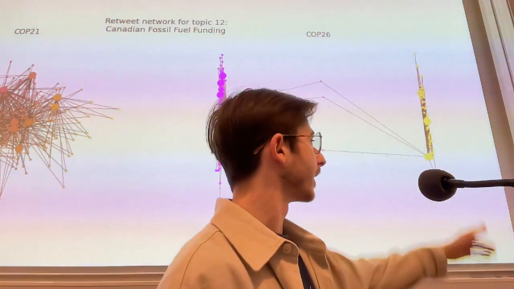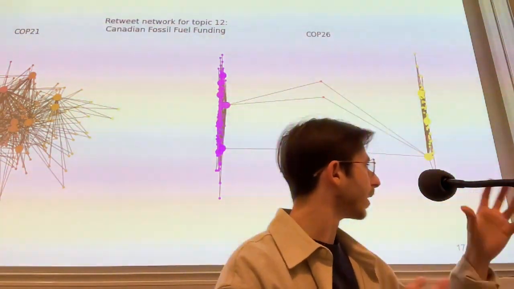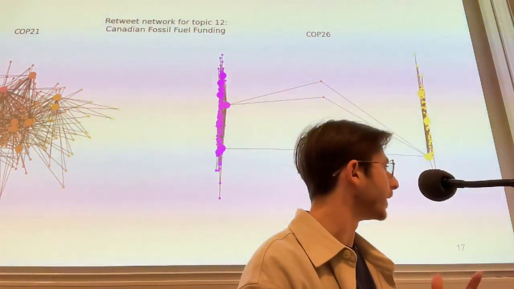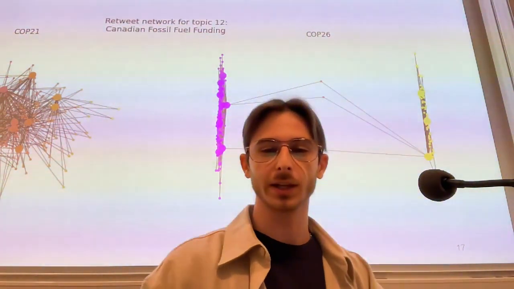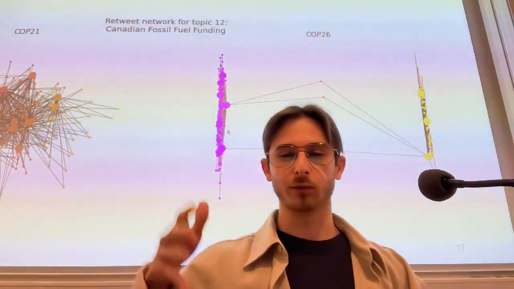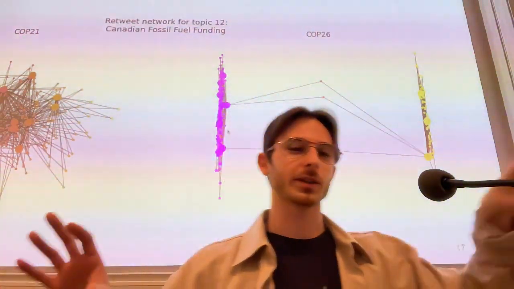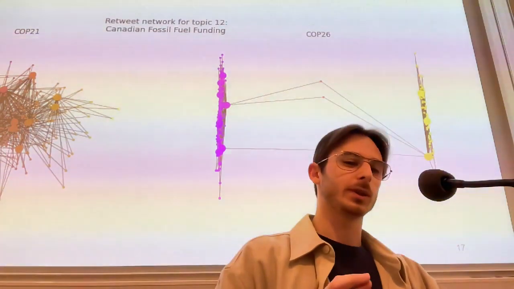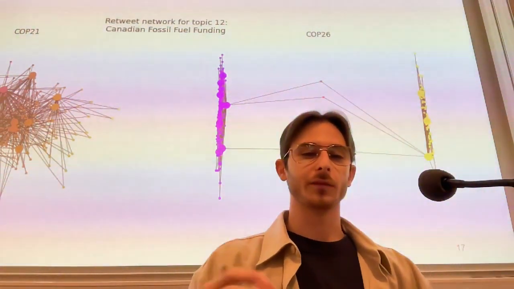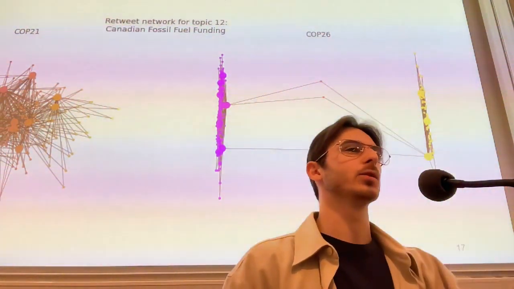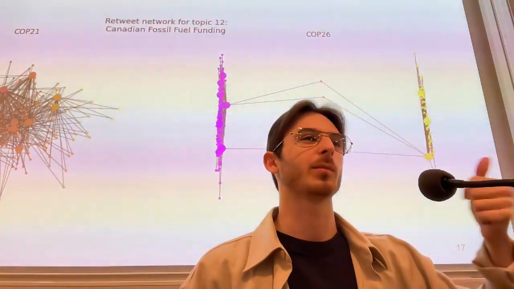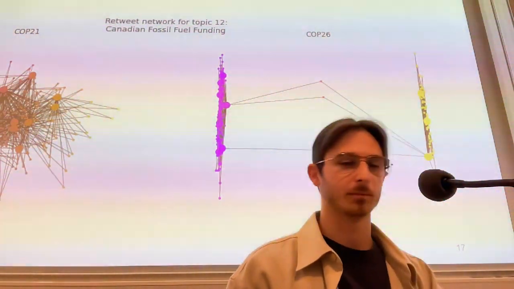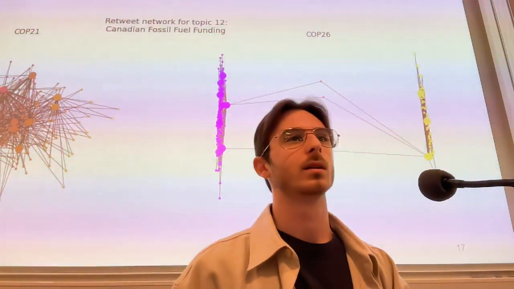While in the example of COP21, there was more of a mix between the two sides. Here we have just influencers from one side, influencers from the other, and the users are retweeting all the influencers. So if on this side a user retweets an influencer, it's very probable that they will retweet another influencer in the same bubble. So it's like a social polarization.